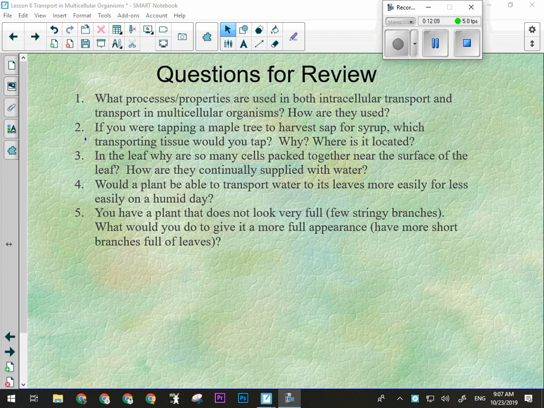Would a plant be able to transport water to its leaves more easily or less easily on a humid day? Actually, it does matter a little. The reason is that if there's a lot of water already in the air, if the humidity is close to 100%, that really means that the air has become saturated with water, and it's more difficult for water to evaporate into the air. Obviously, it still happens, but it's a bit slower if the humidity is really, really high. A plant is going to lose a lot more water on a day where the humidity is lower.